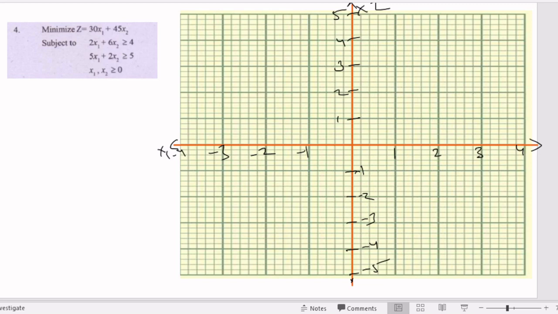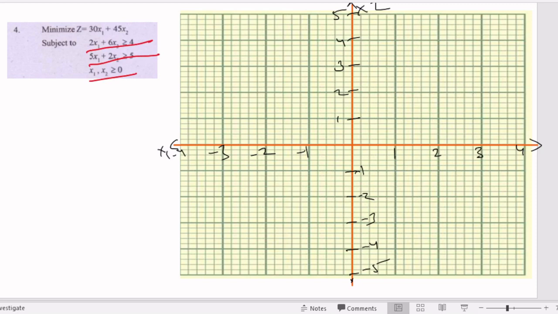Question number 4 says minimize z equal to 30x1 plus 45x2. Minimizing will come later. What is the first thing you have to do? You have to draw the line. How will you draw the line? Using the equation and these points.